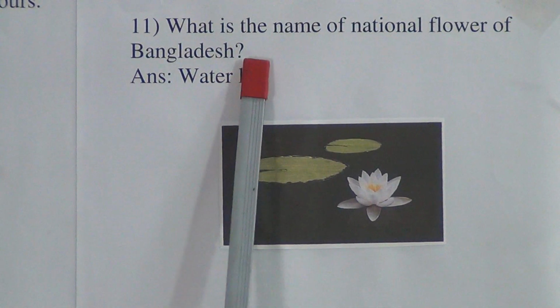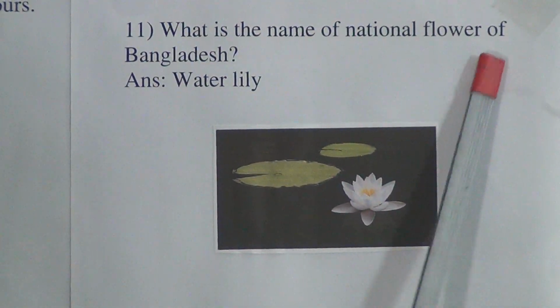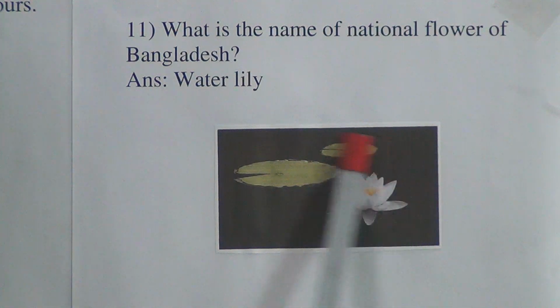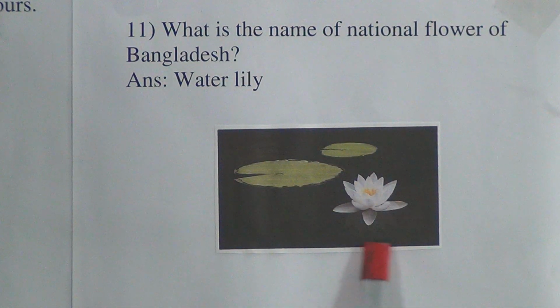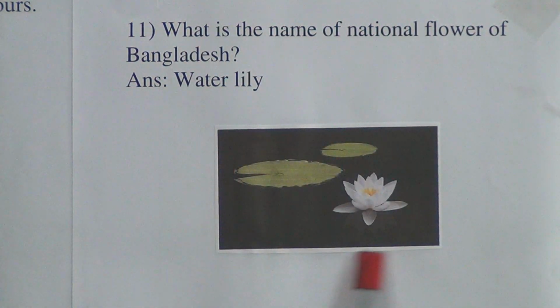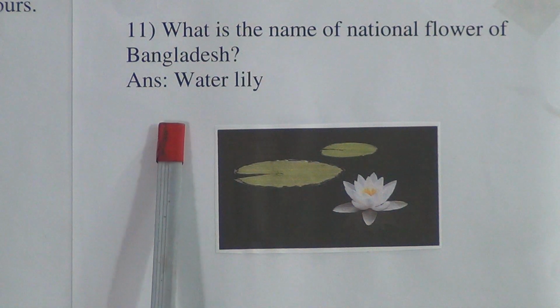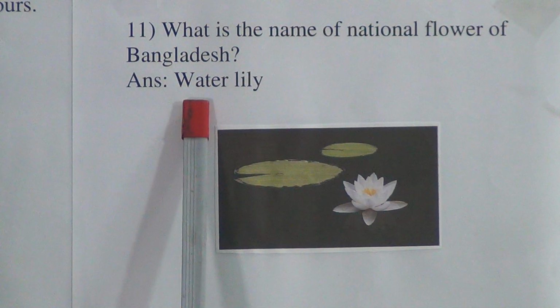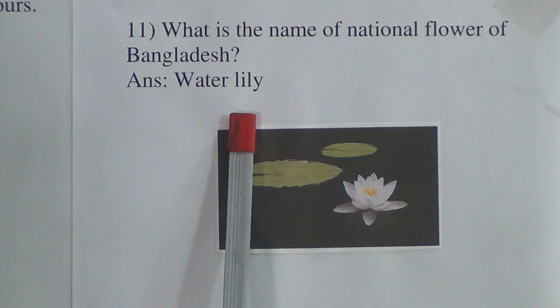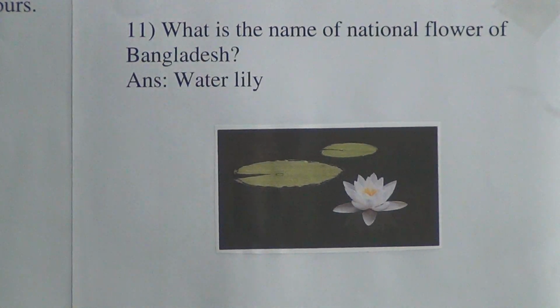What is the name of national flower of Bangladesh? And you can see here is a picture. The answer is water lily, and this is the picture of water lily. And water lily spelling is W-A-T-E-R, water, L-I-L-Y, lily, water lily.